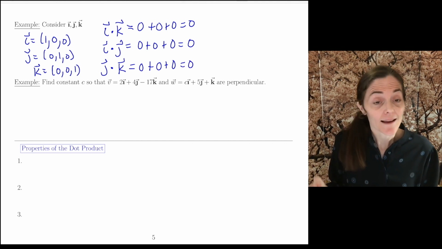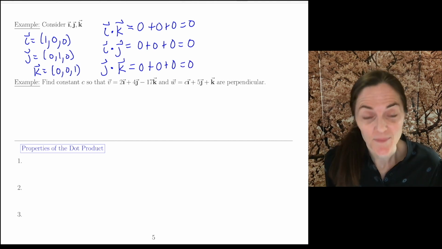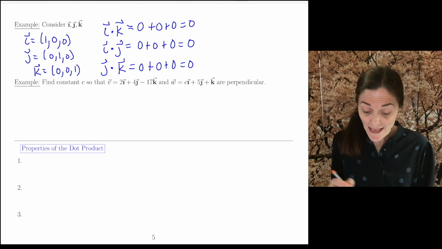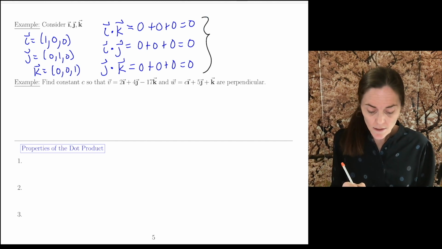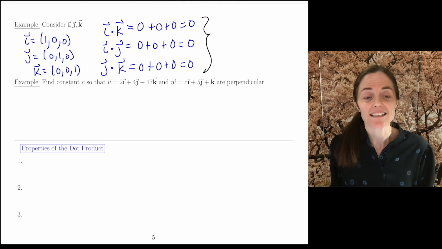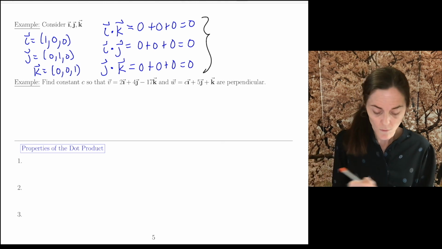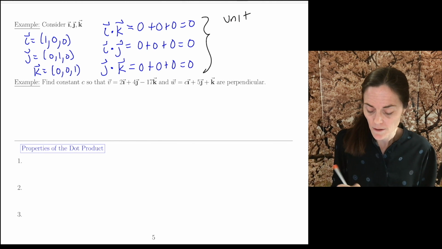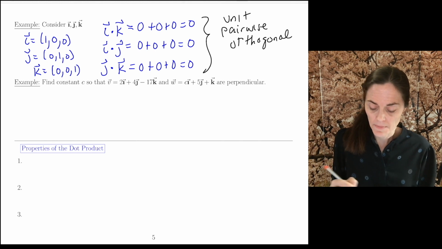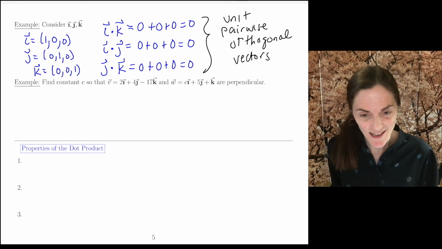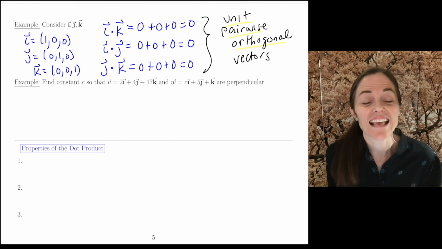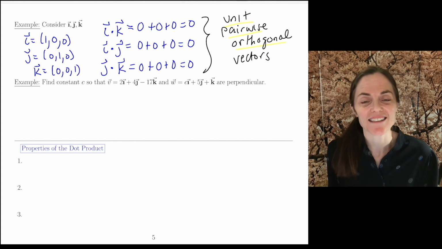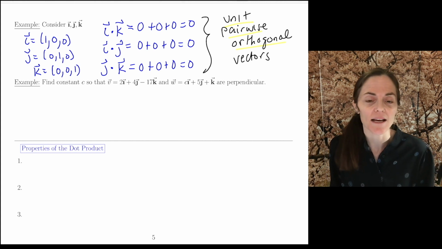Okay? And there's more than that. These are all units. Okay, they're unit vectors. I think I mentioned that last time. So you notice we have this collection of vectors that are unit and they are pairwise orthogonal. So these are unit, pairwise orthogonal vectors. That is the observation that we make in this example. Now, let's do one more example before I talk about some properties of the dot product.